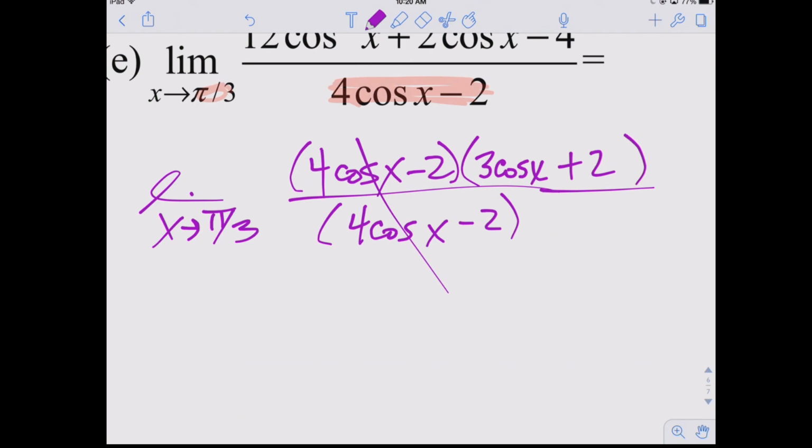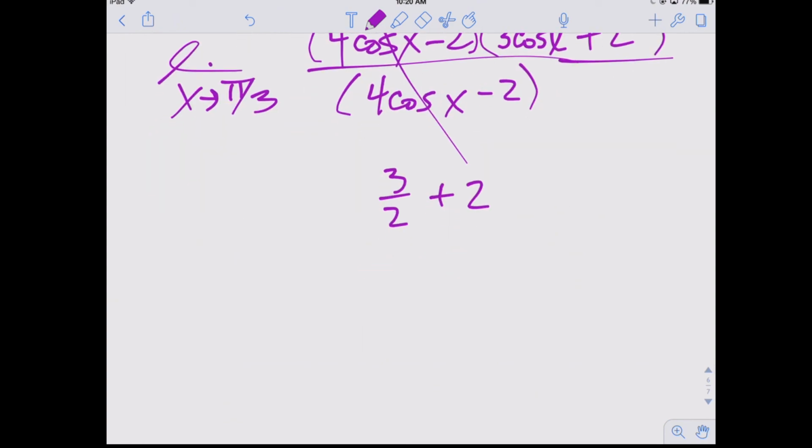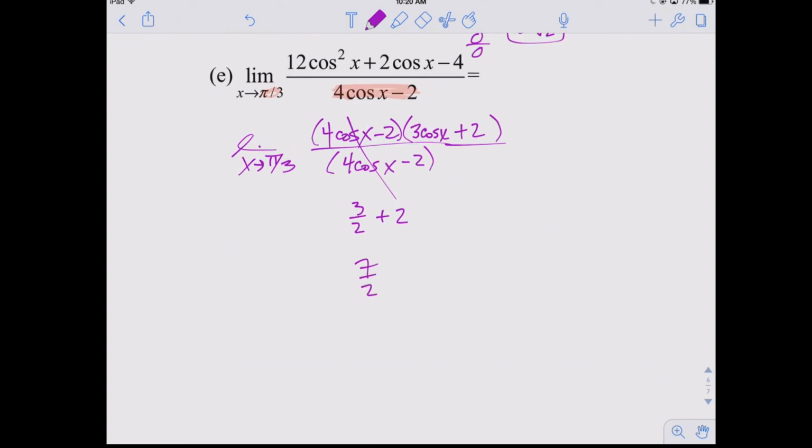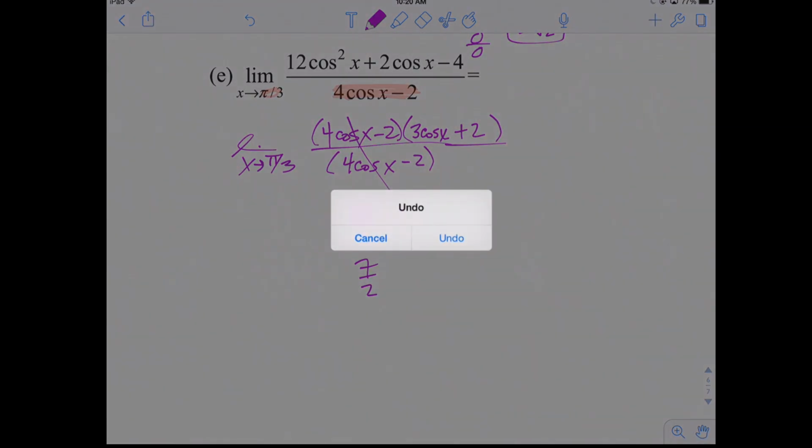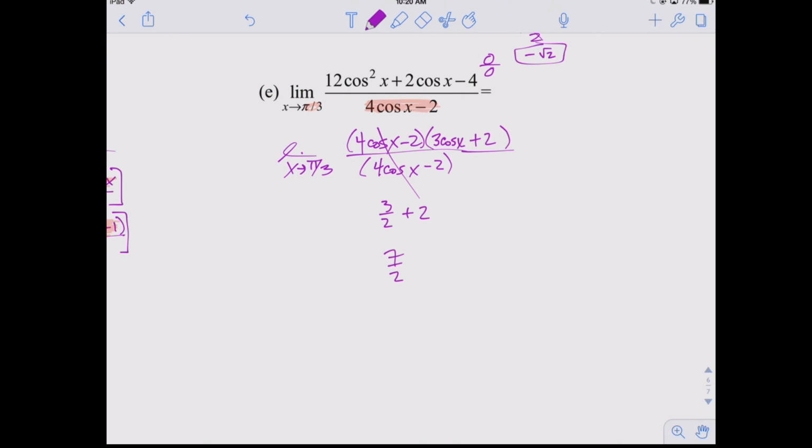Guess what we get to do now? Direct substitution. So cosine of pi thirds is again what? 1/2 times 3 is 3/2, plus 2. Free response, stop? Possibly. Multiple choice, keep going. 2 is the same as how many halves? 4/2. So 4/2 plus 3/2 is 7/2, or 3.5. Either one is fine, 3.5 terminates. So there you go. Look for factoring opportunities.